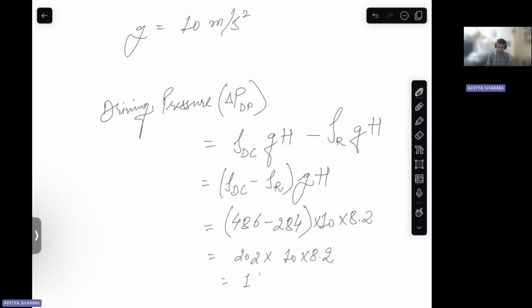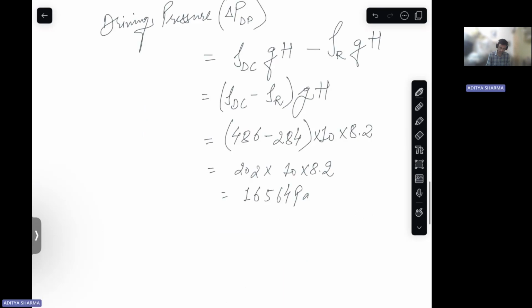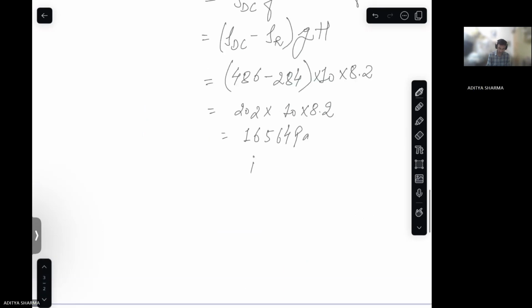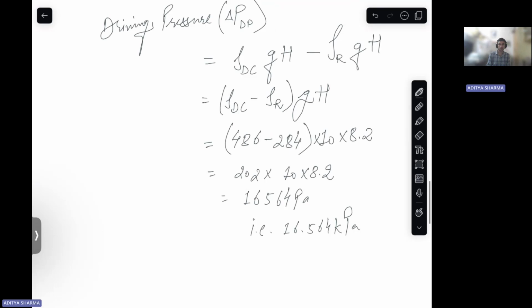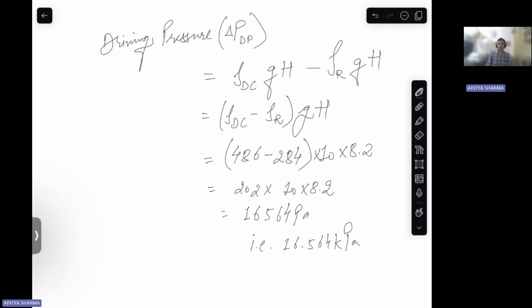So this is 16,564 pascals. That is 16.564 kilopascals. Okay. So this is your answer to this question.